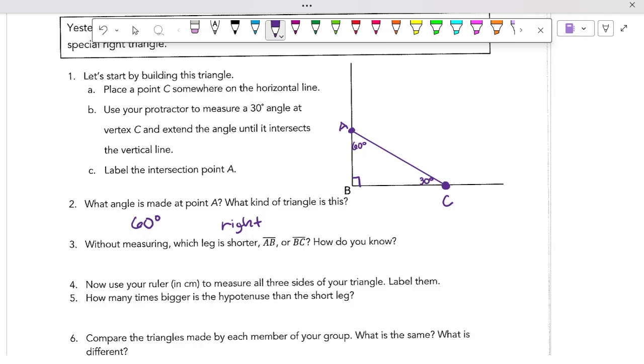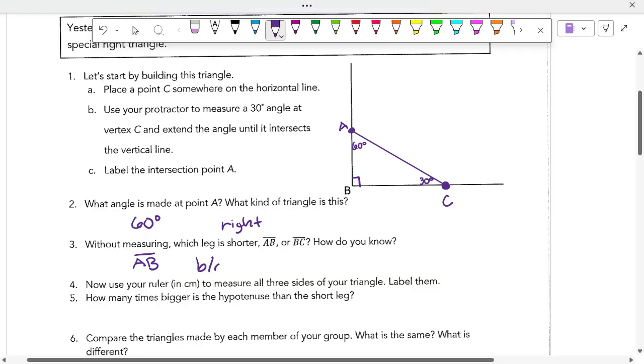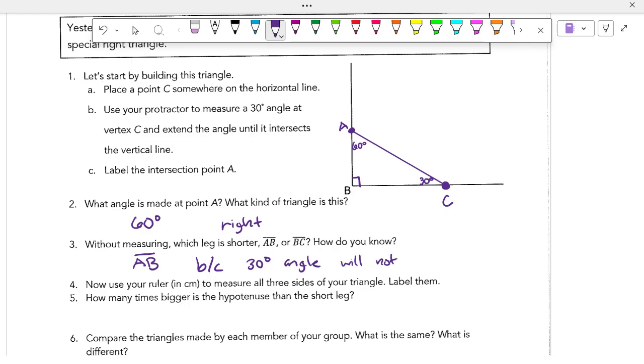Now, which leg is shorter, AB or BC? AB would be shorter. Why? If you didn't measure it. A 30-degree angle will not create a bigger line than a 60-degree angle if they're in the same triangle. It's physically impossible, and that's because a 30-degree angle will not make a bigger line than a 60-degree angle.